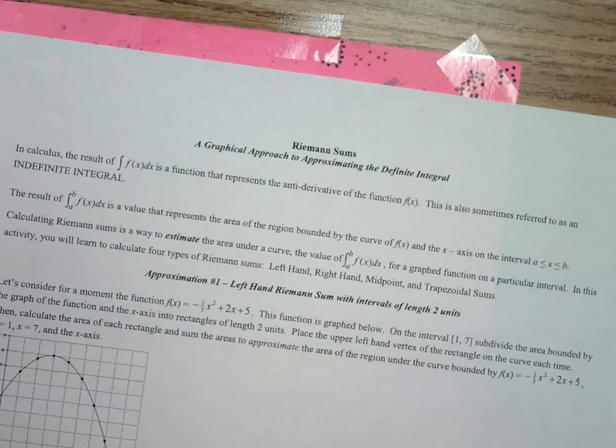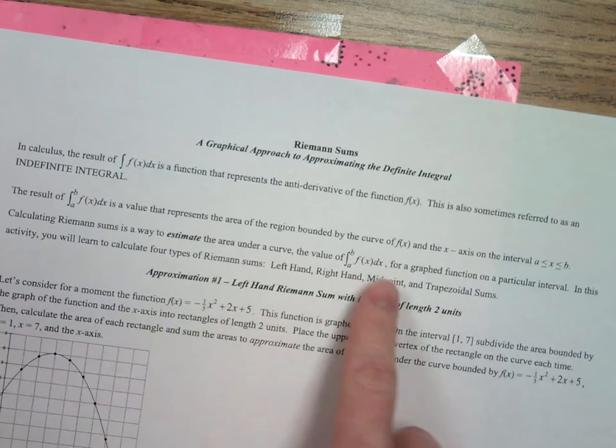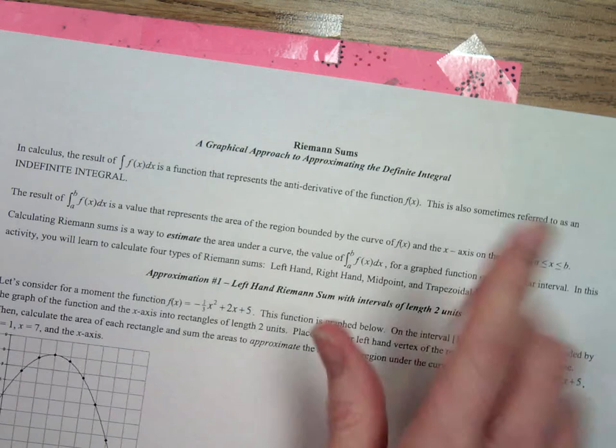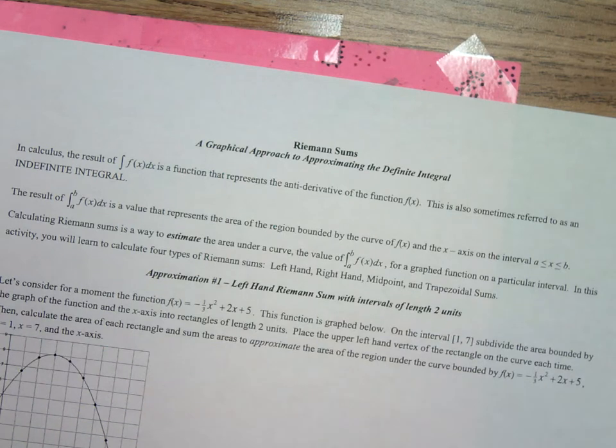Calculating Riemann sums is a way to estimate the area under the curve, the value of the integral from a to b of f of x dx for a graphed function on a particular interval. So we're going to look at 4 of these types of Riemann sums: left hand, right hand, midpoint, and trapezoidal. I don't think we'll get them all done today, but we'll at least try and get through as much as we can.